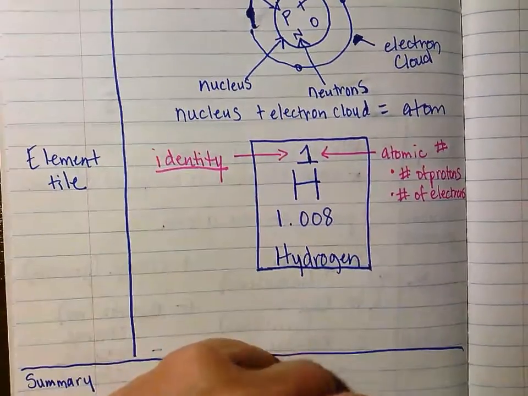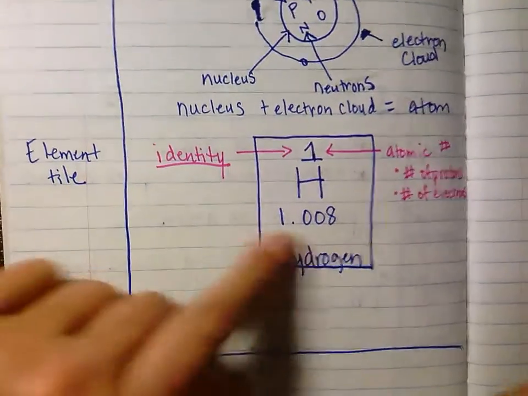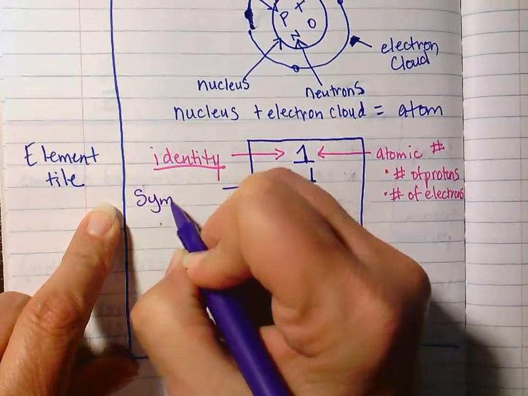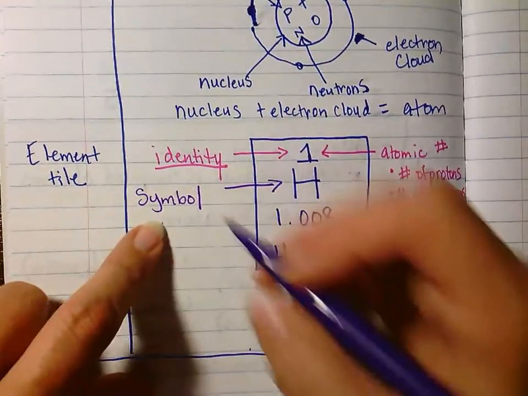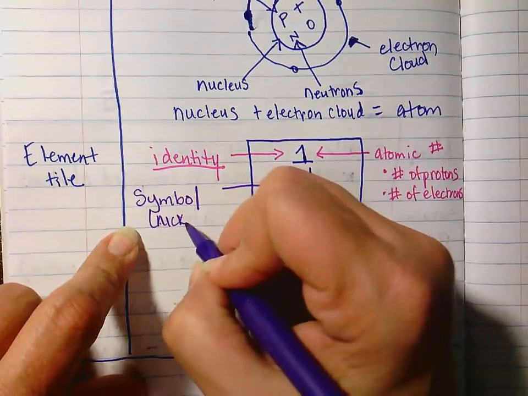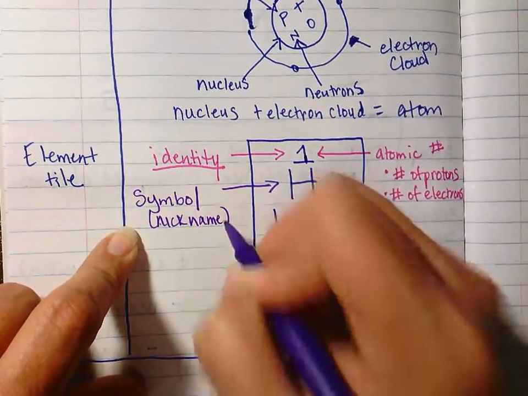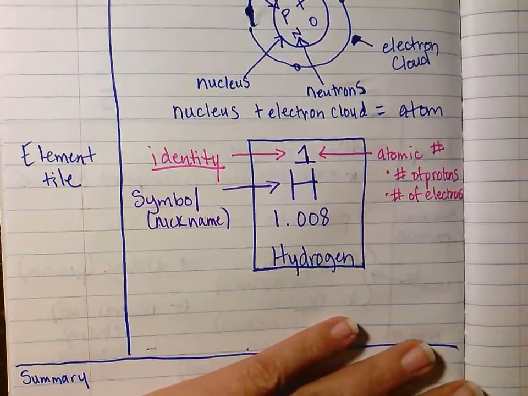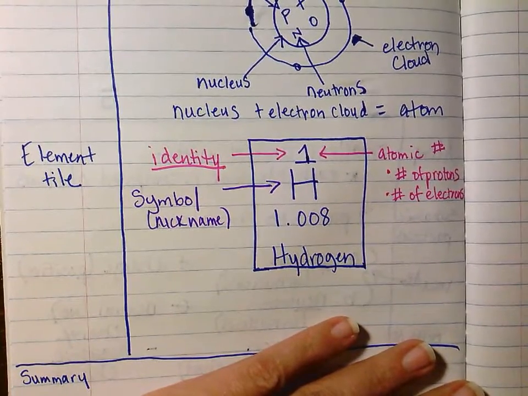Okay? Now, next thing we have in the middle is pretty simple. This big letter right here. This big letter is the symbol. The symbol is the nickname. All right. Now, hydrogen symbol is H, and that's pretty simple to remember. But there are several elements whose symbol does not match its name. So I want you to stop the video and take a minute and find 2 or 3 elements on the periodic table whose symbol does not match its name, and then restart the video.